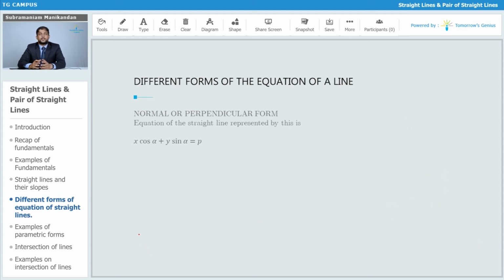So the equation of a straight line such that it is at a distance of p units from the origin, and the perpendicular makes an angle of alpha with the positive x-axis, can be written as x cos alpha plus y sin alpha is equal to p. So this is the normal form of the equation of a straight line.